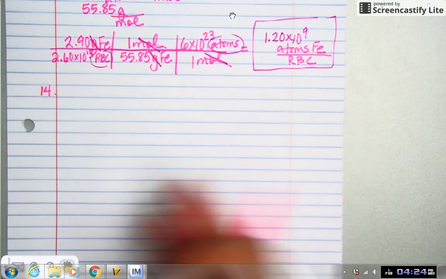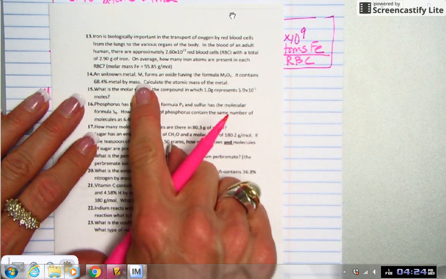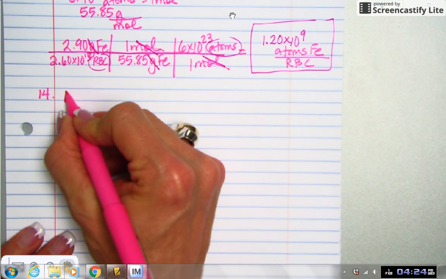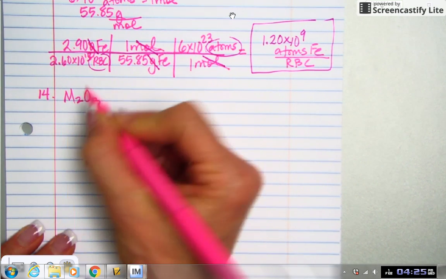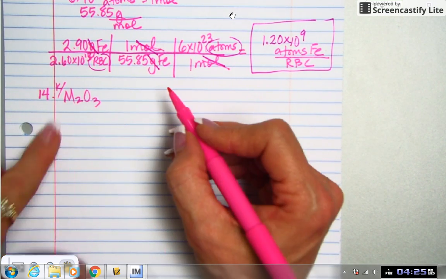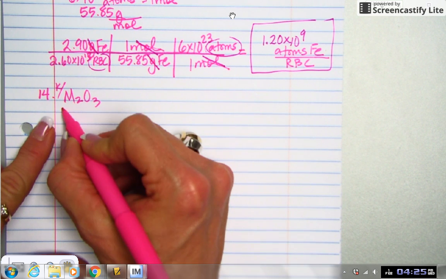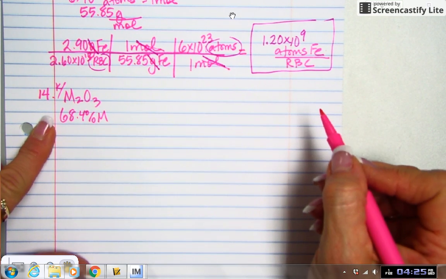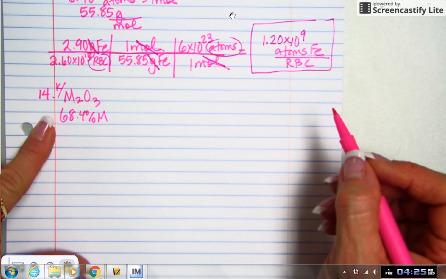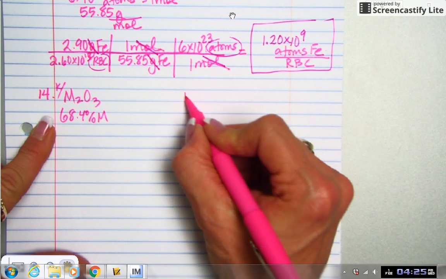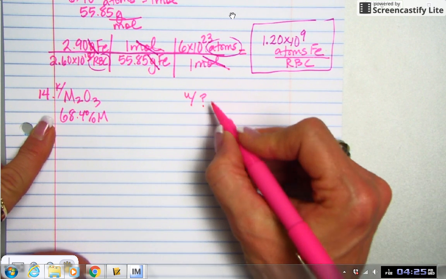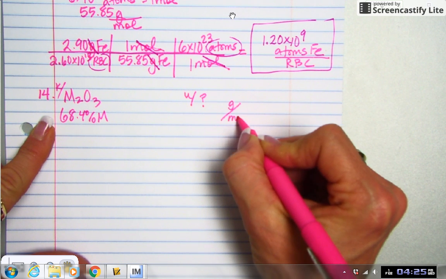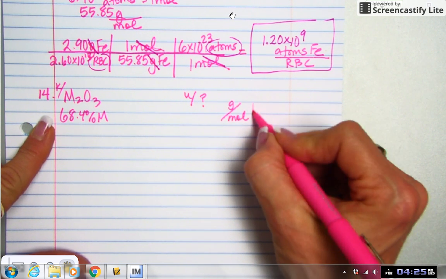Number 14 says we have an unknown metal oxide, and it gives you this formula, M2O3. So I'm going to write that down, M2O3. These are things we know. It tells us that it's 68.4% metal by mass. You think about percent composition. And it wants you to find the unknown, the atomic mass of the metal. So that's going to be the grams per mole, the molar mass of the metal.